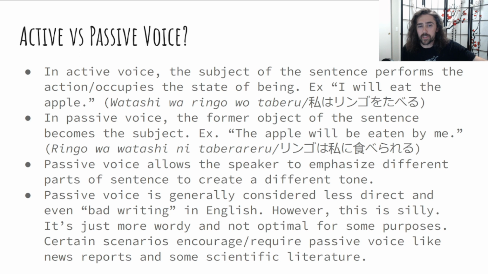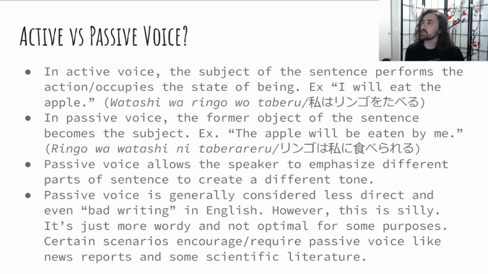In passive voice, what used to be the object of the sentence is now the subject. So the apple will be eaten by me. Ringo wa, particle marker, topic marker for wa. Watashi ni taberareru. Okay, it will be eaten by me. So passive voice allows the speaker to emphasize different parts of the sentence and create a different tone.